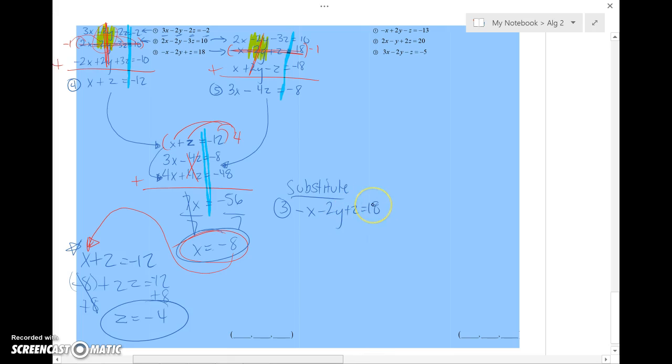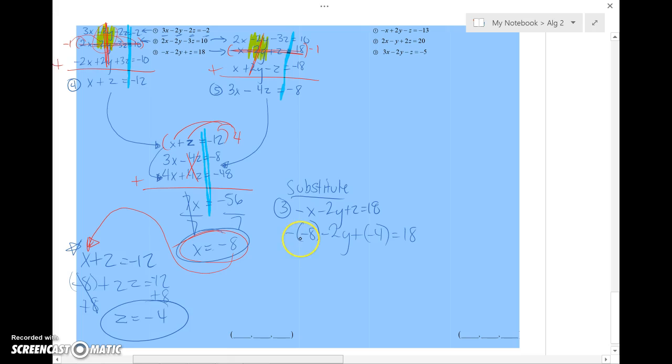18. Okay, so now we're going to plug in that negative 8 right there. Don't forget that negative that's in front of that negative 8. And then we're looking for y, so we don't need to write y. And then plug in z, which is negative 4, equals 18. Alright, and just solve for y.